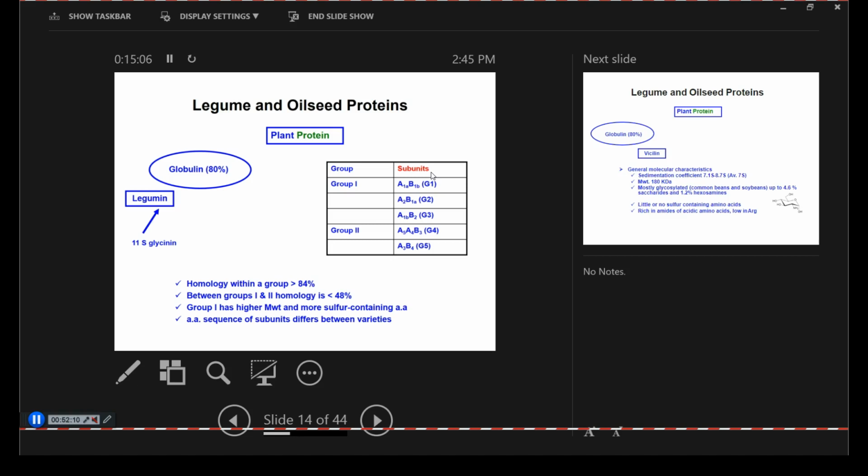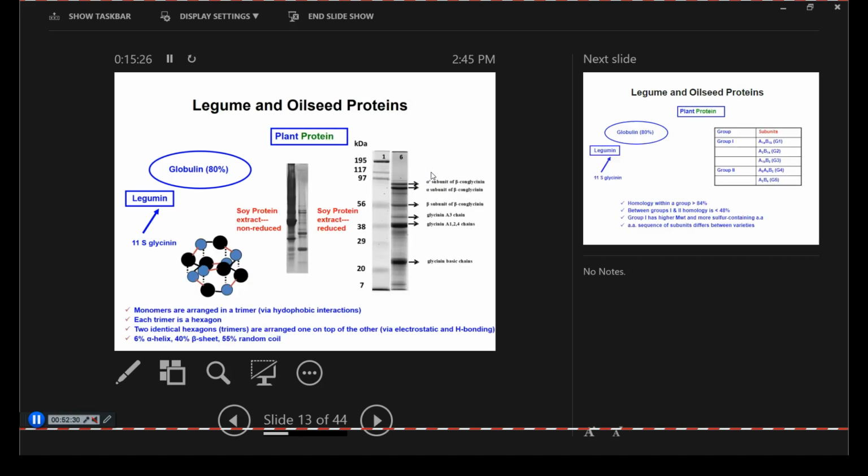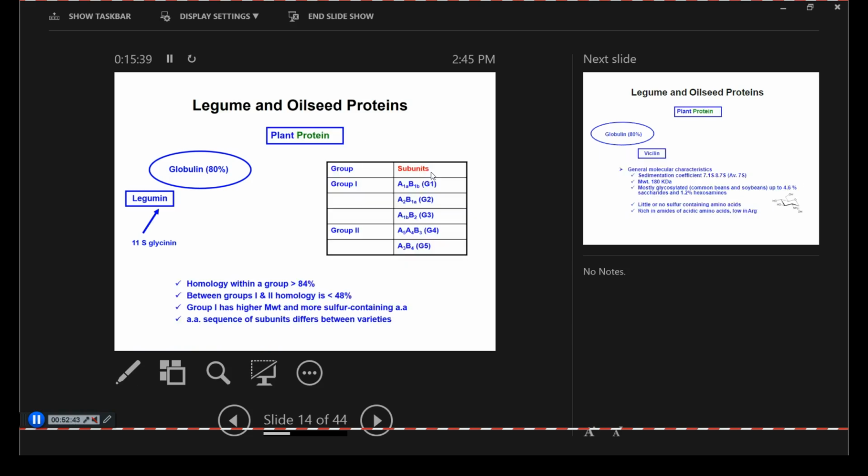Group 2 also shares 84% or greater homology. But between the two groups, we have about 48% or less homology. And that's how they were grouped. But this is nothing for you to memorize. It's just to show you that there are different variants. That's why when you see the gel, you don't see one band. There are multiple bands because each of these could have different constituents of the acidic and the basic, but they do share quite a bit of the amino acid sequence.